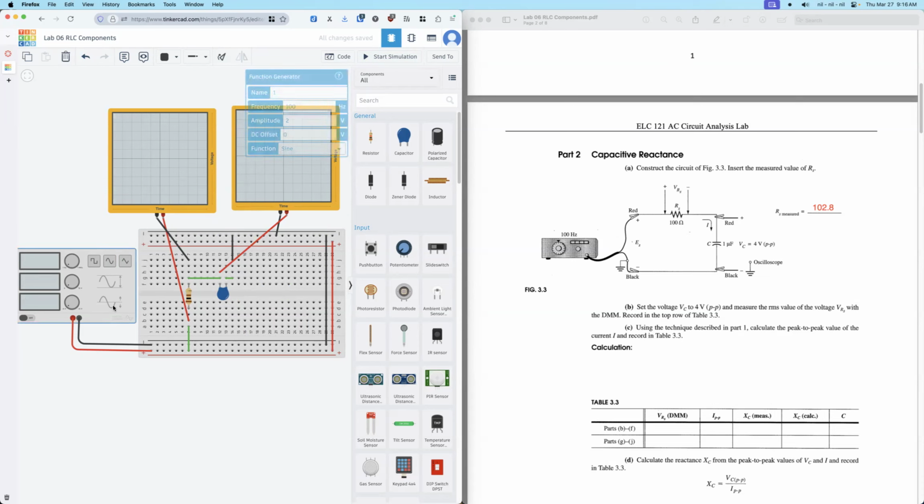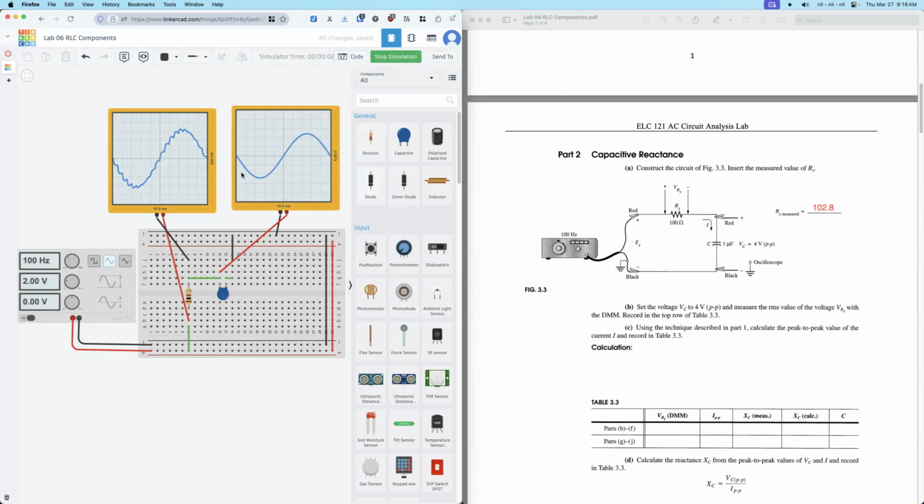Yeah. Let me double check function generator, sine wave, 100 Hertz. Yeah, correct. Maybe because of the simulator, maybe 100 Hertz is too low for this function generator. Okay, that's okay. Just start simulation.